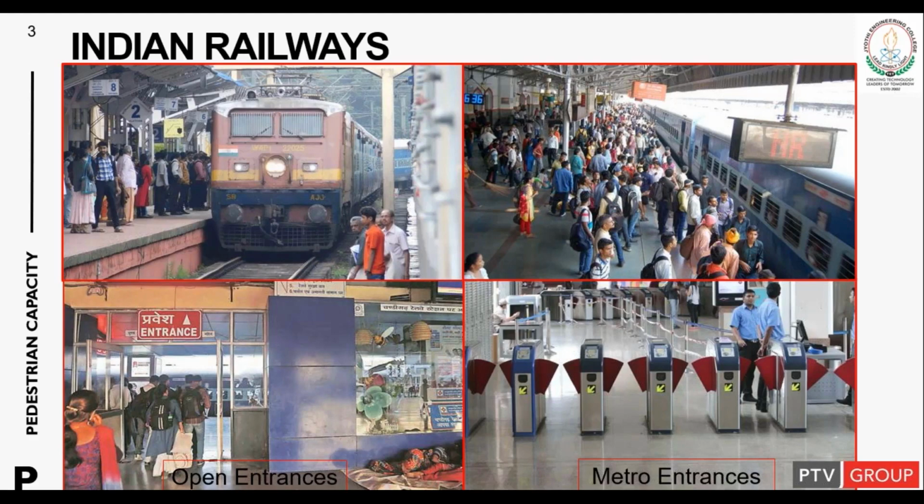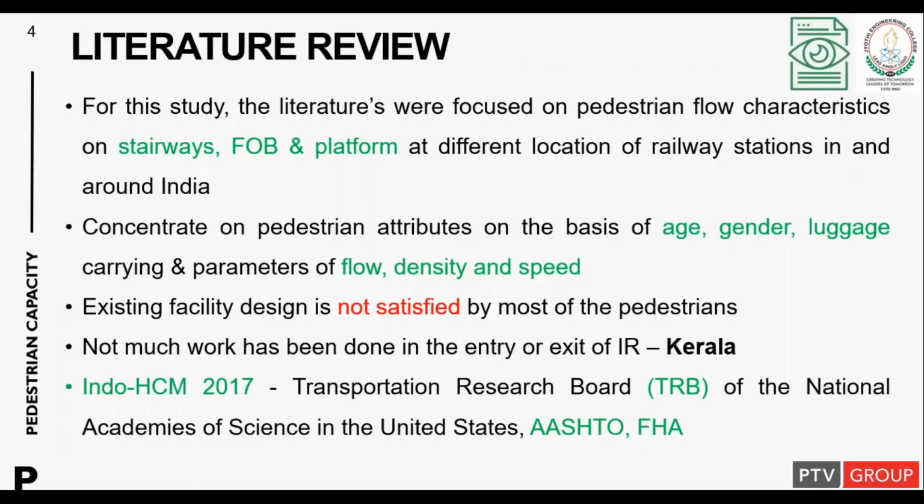Based on the literature review, I'm taking this project forward, and from some of the literature reviews, the parameters are taken for the evaluations. For this study, the literature focused on pedestrian flow characteristics on the stairways, FOB, and platforms at different locations of railway stations in and around India, concentrating on pedestrian attributes on the basis of age, gender, and luggage carrying capacities. Based on the parameters of the pedestrian, I'm taking the flow, density, and speed.